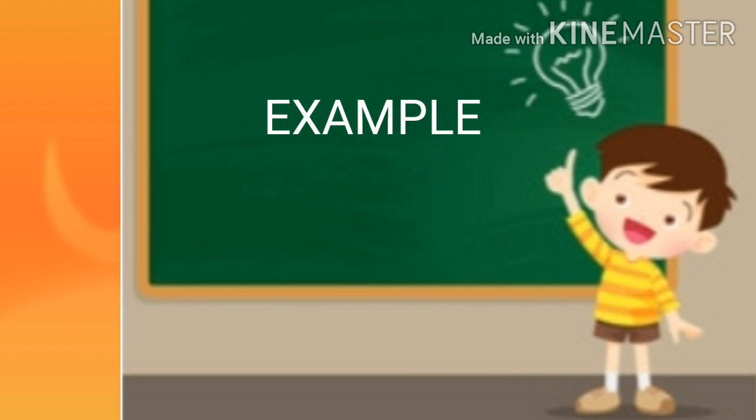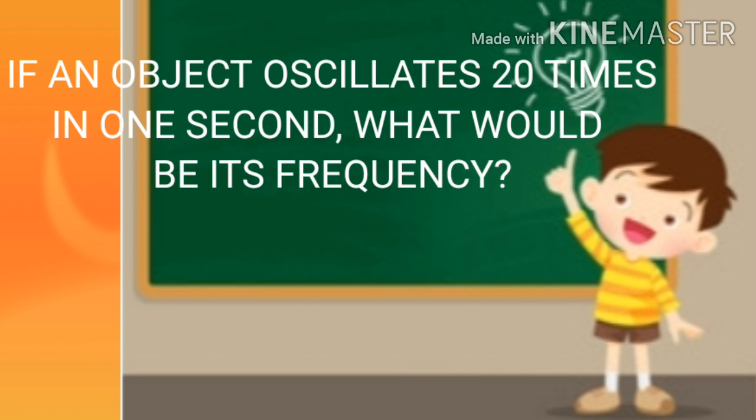So, what is the question I have asked you here? If an object oscillates 20 times in 1 second, what will be the frequency of this object? The frequency will be 20 hertz.